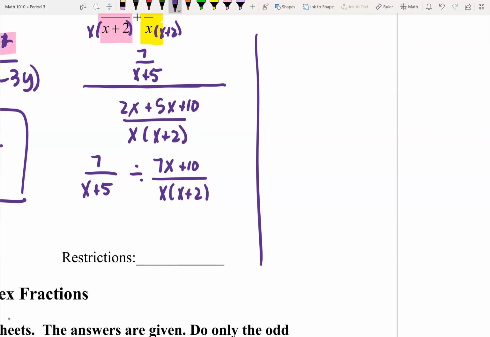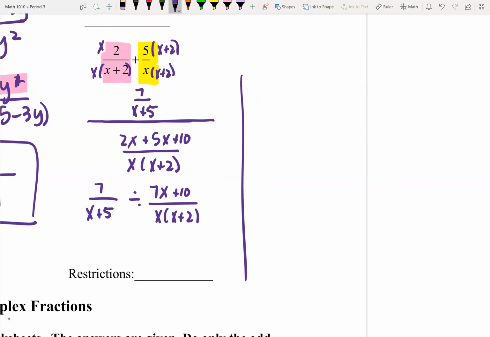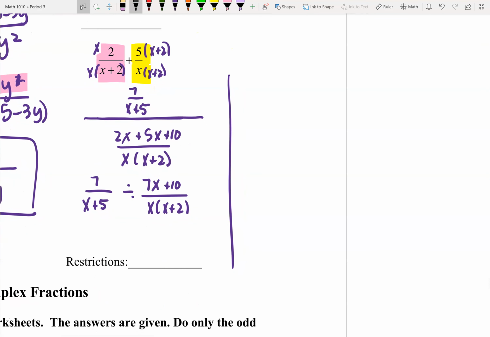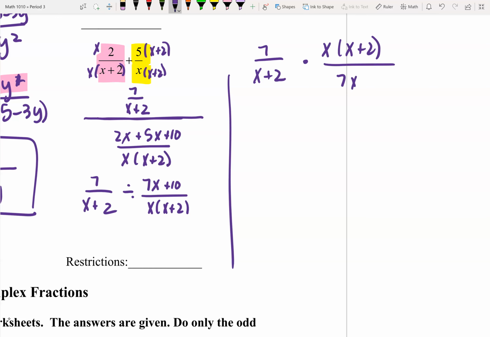Did I do something wrong? Say it again, sweetie. Go ahead. It's 7 over x plus 2. Oh, got it. This is a 2. Thank you. This is a 2. So that's a 2. Good. Okay, so let's keep going. So now we have 7 over x plus 2 multiplied by x times x plus 2 over 7x plus 10. Now let's cancel. So x plus 2 cancels with x plus 2.